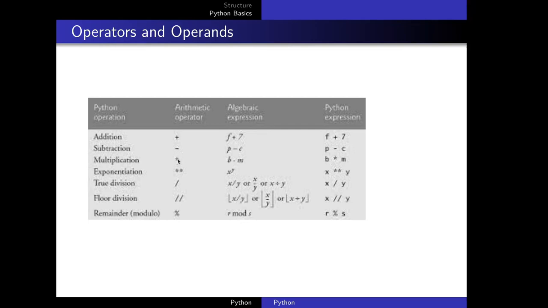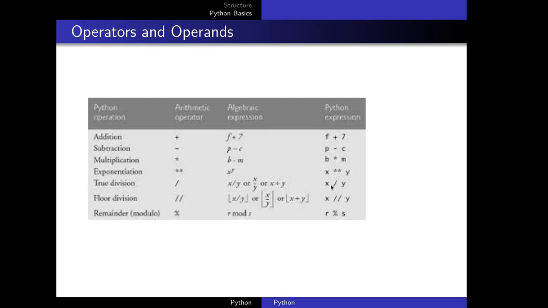For multiplication, we use a different symbol. We use an asterisk for multiplication. So b asterisk m is similar to b multiplied by m. Okay, for exponents we also have a different notation. We use two stars. So x double star y means x raised to the power y.